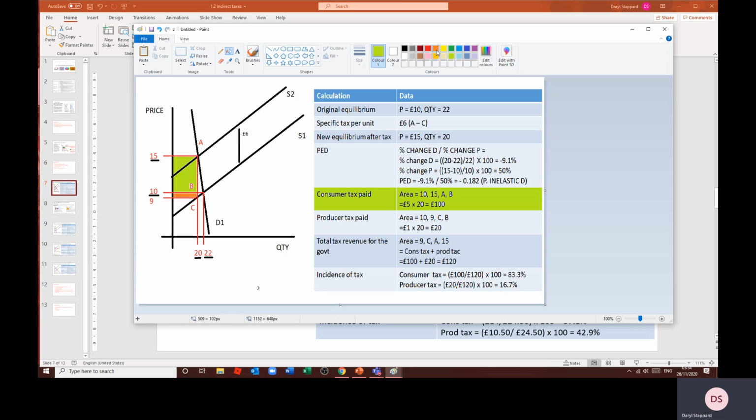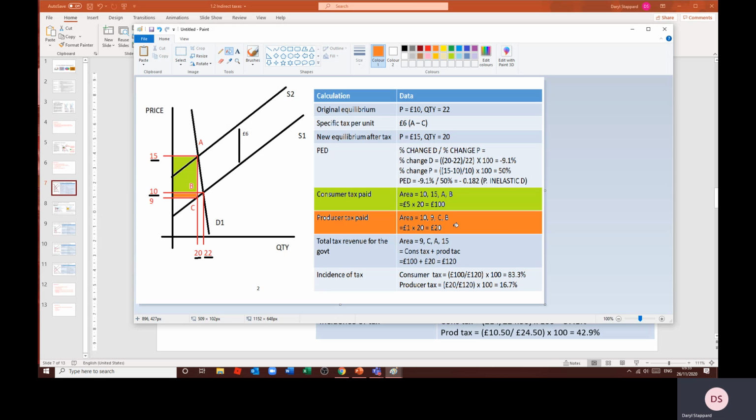Now the orange box at the bottom would show you the tax that the business will pay. So look what we've got. The business is paying the remaining proportion of that tax. So they will pay £1 unit tax on every unit of output they sold over that 20 units of output. So the producer will pay £20 of tax.